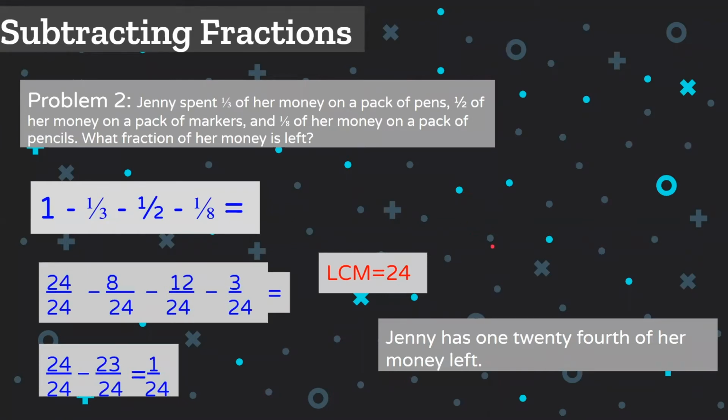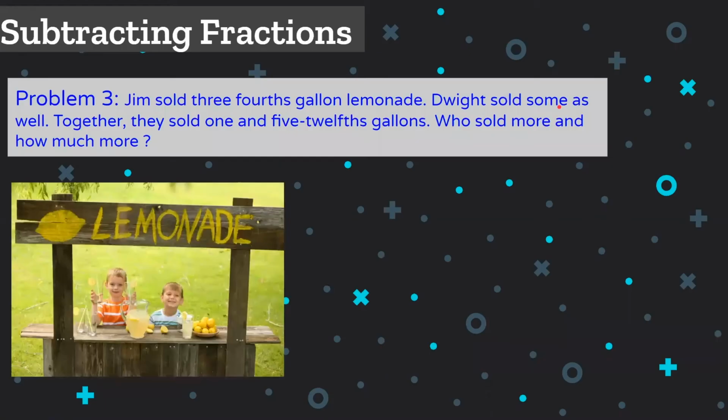And again, it's a word problem. So what do we want to do? We want to express this in a sentence, and we can say that Jenny has 1 24th of her money left. We've solved the problem numerically at the bottom of the screen, and we've written our solution in a sentence. Let's look at another one.